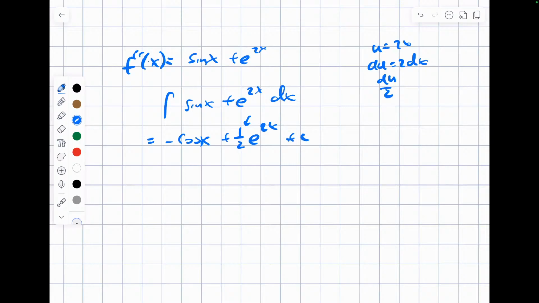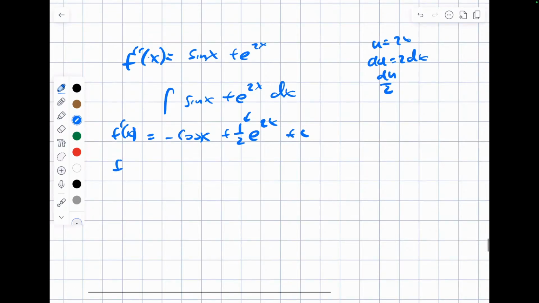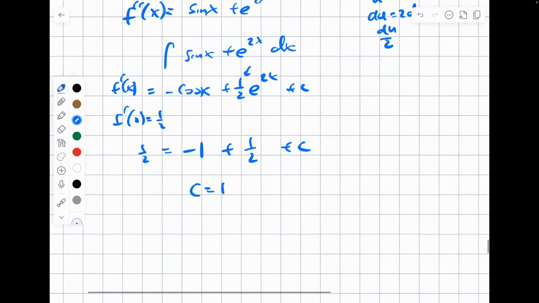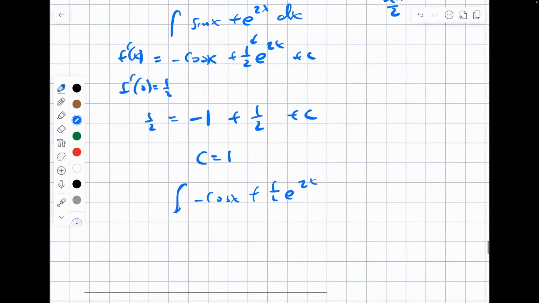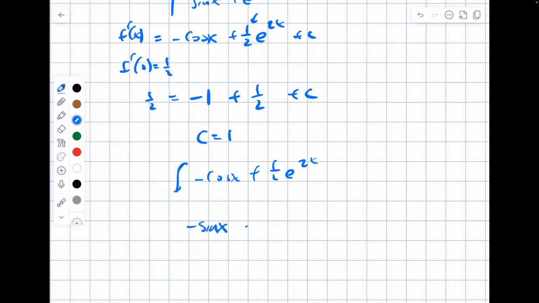This plus c is equal to f prime of x. Is that okay? Now I'm going to plug in 0 to get f prime of 0 is equal to 1/2. So that's 1/2 equal to negative cosine of 0, which is negative 1, plus 1/2 e to the 0 plus c. So c is equal to 1. So integration of sine of x is negative cosine of x plus 1/2 e to the 2x. Now this one is going to be negative sine of x plus 1/4 e to the 2x plus 1 plus c. Sorry, plus 1x plus c.